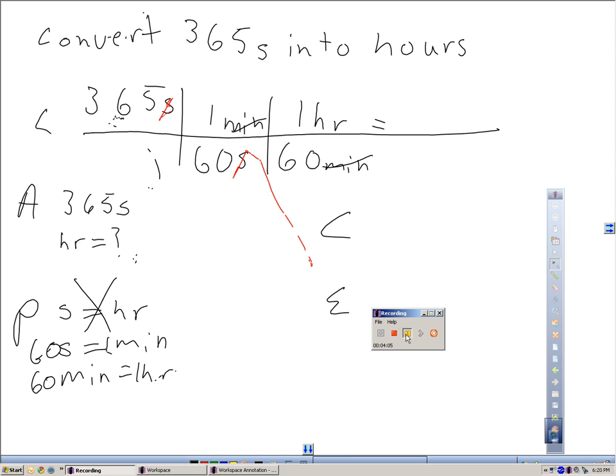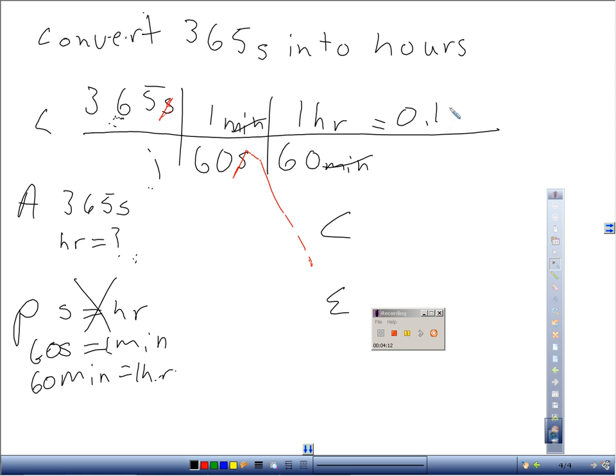Okay, so the answer in this case is going to be 0.10138. Now, the two things that we're missing here are sig figs and units. So if you were to put this problem down, if it was out of 5, you would not get all your answer points because you would lose 1 for the sig figs and 1 for the units.